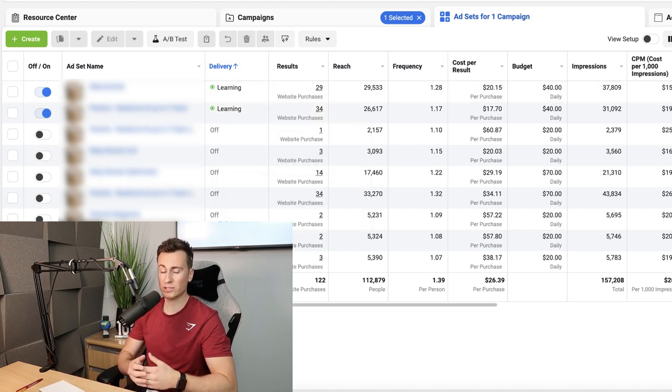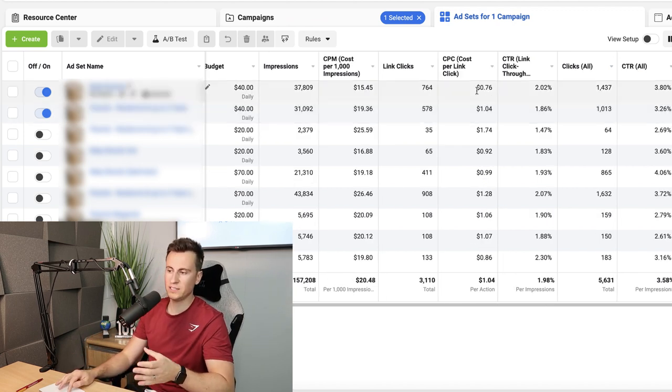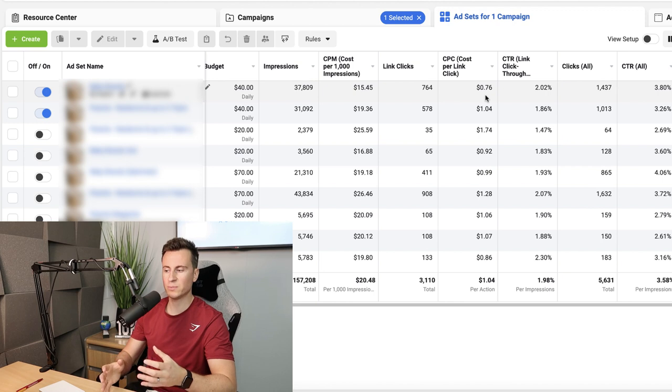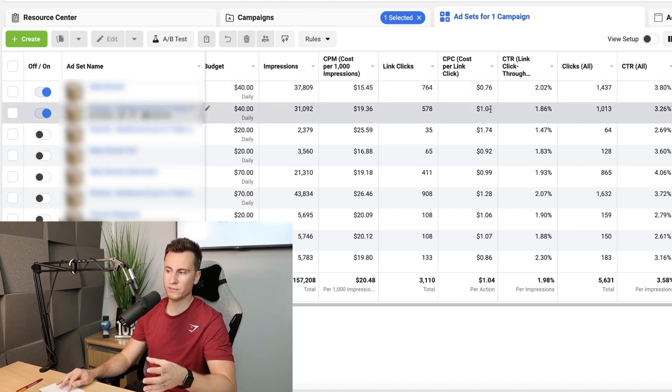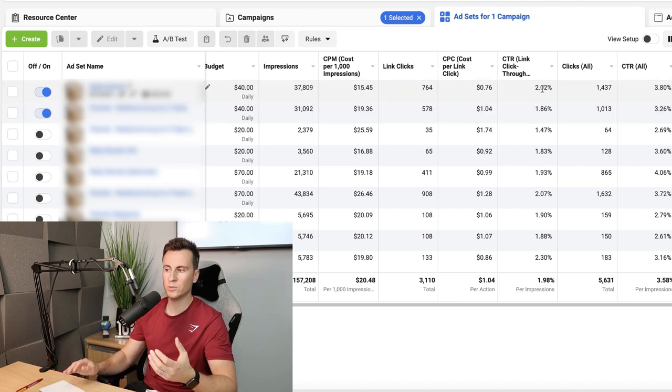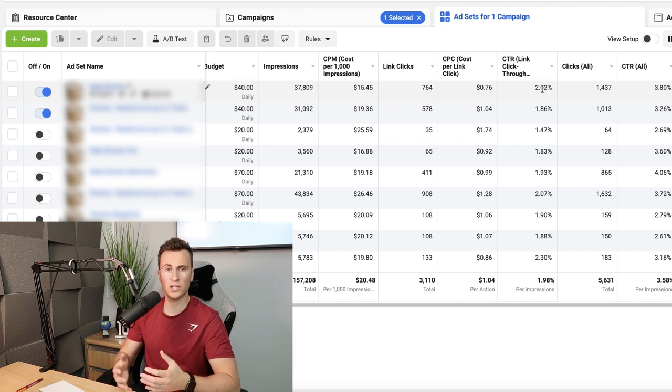So to me, I'm still just going to let them run for as long as possible, as long as they consistently are profitable. If we take a look at the CPC, the cost per link click, and the click-through rate, they're in and around the benchmark numbers of what I like to aim for, or what I like to see in an ad set. So anywhere under a dollar, we've got 76 cents and just over $1, and then we've got in and around 2% for the link click-through rate, which is what I'd like to see as well.